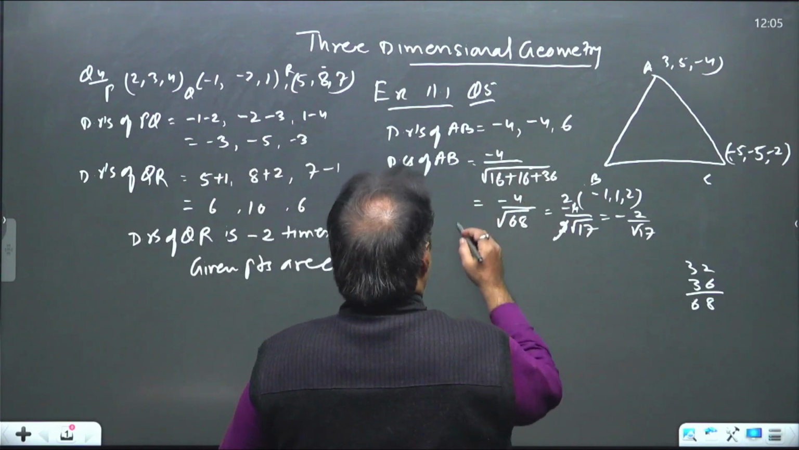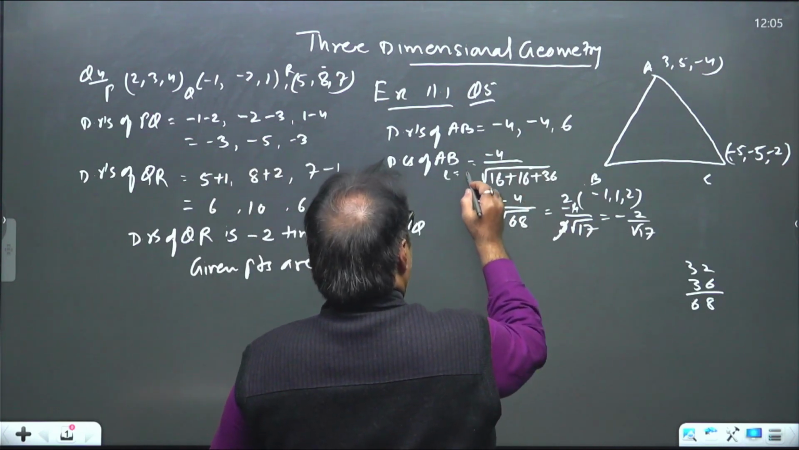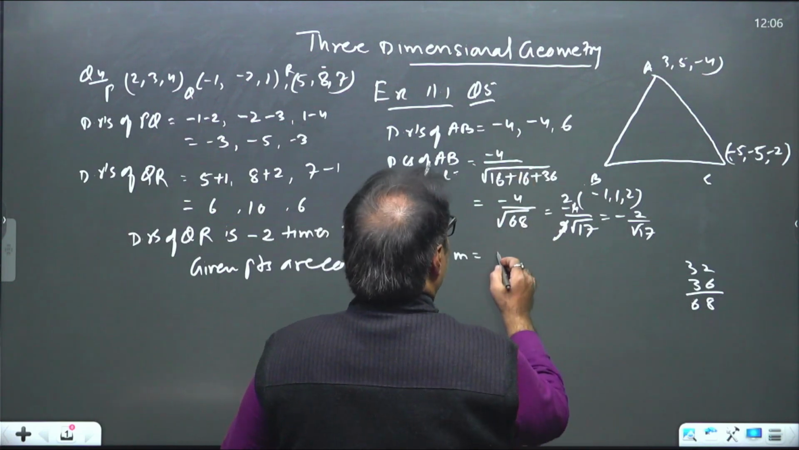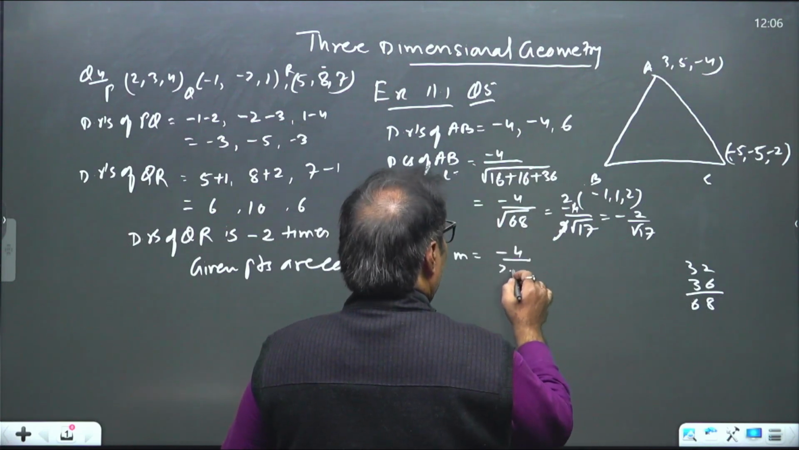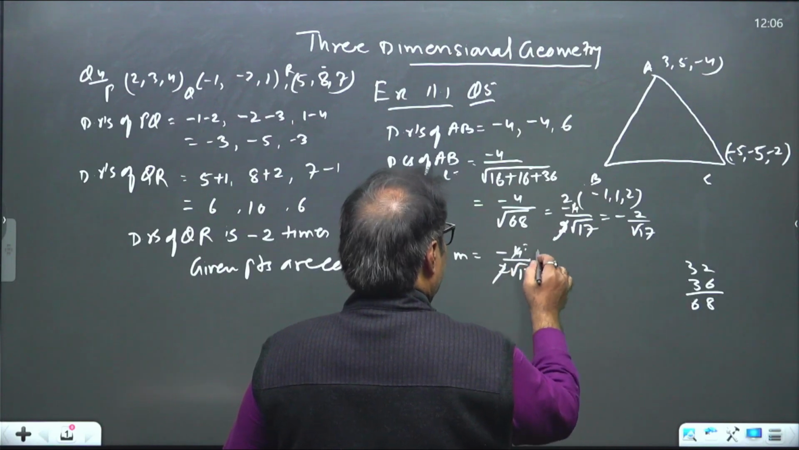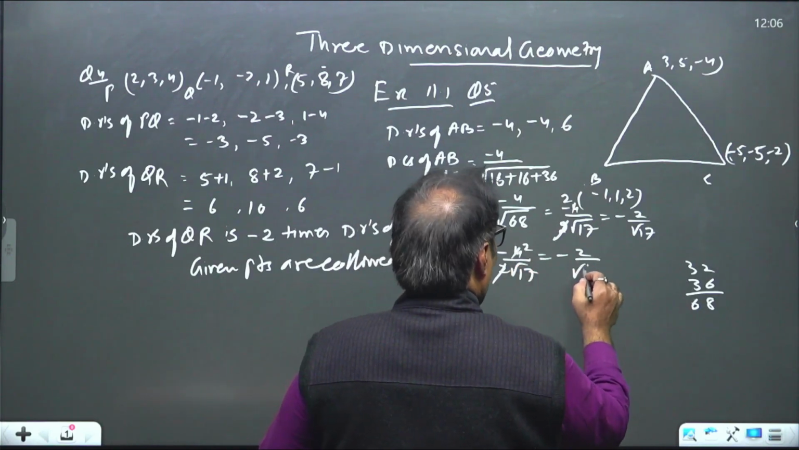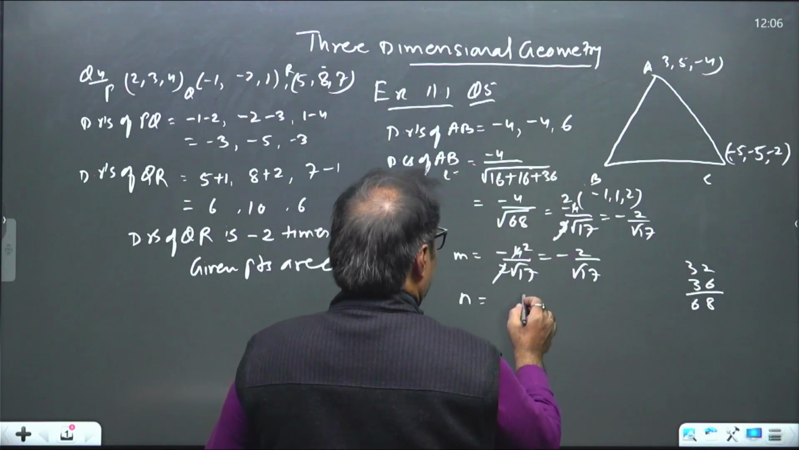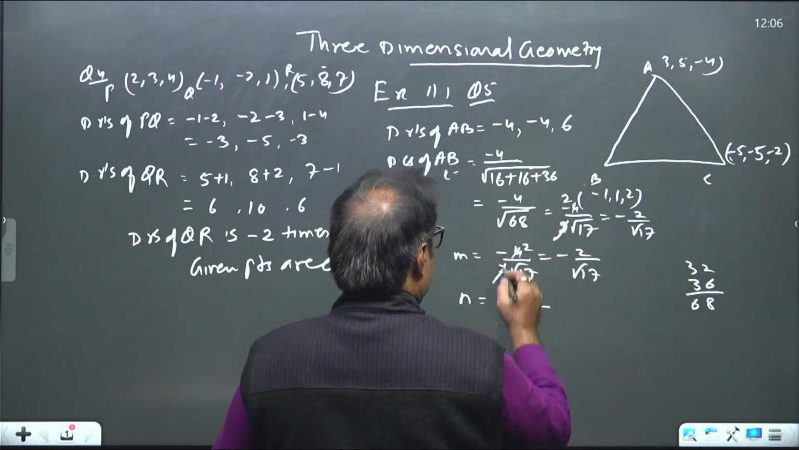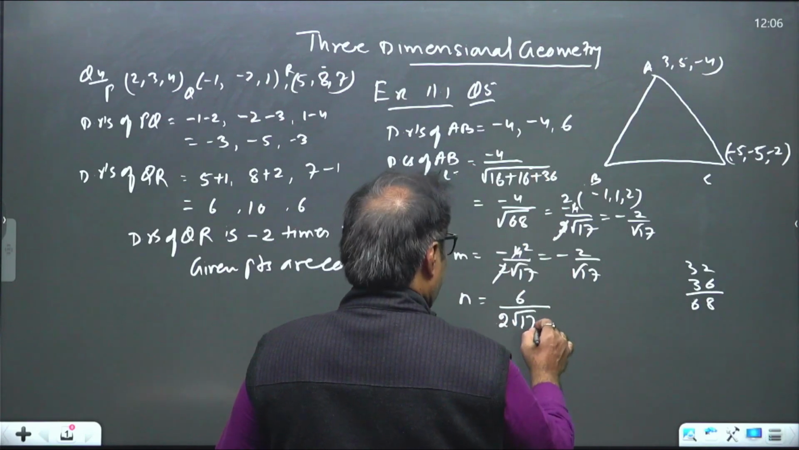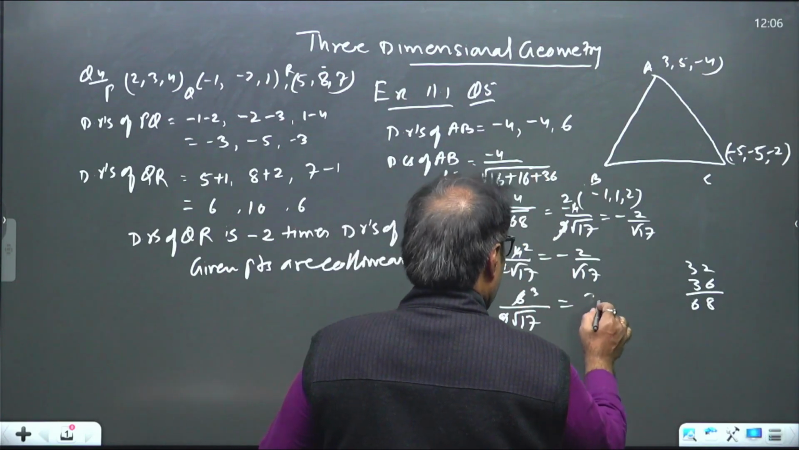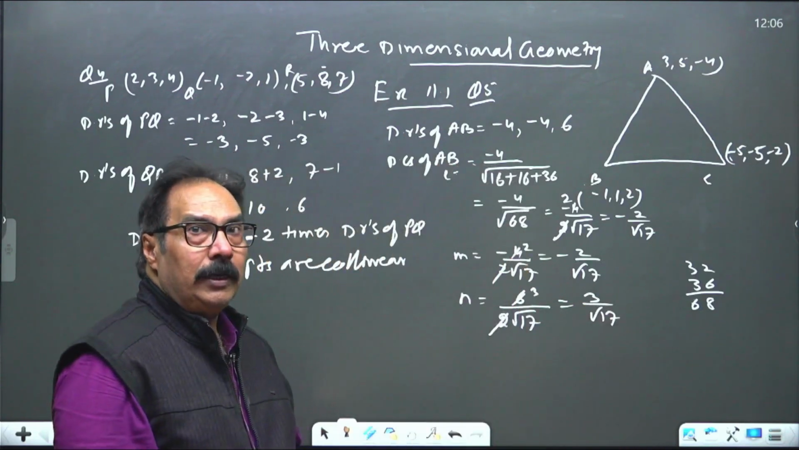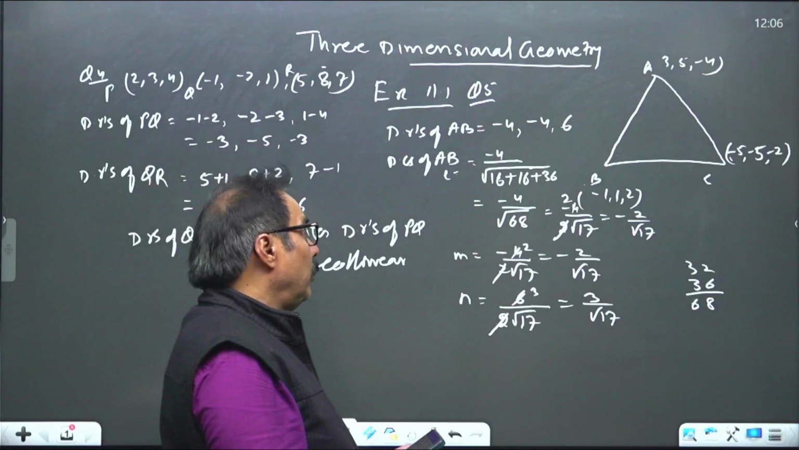Now find M. Similarly, we can find M. So M is equal to again minus 4 upon 2 root over 17, so it will be cancelled. So again it will be minus 2 upon root over 17. And N is equal to C upon root over 68, where C is 6, that is 6 upon twice of root 17. So this is cancelled out, so 3 upon root over 17. In this way we will find all the direction cosines of all sides.